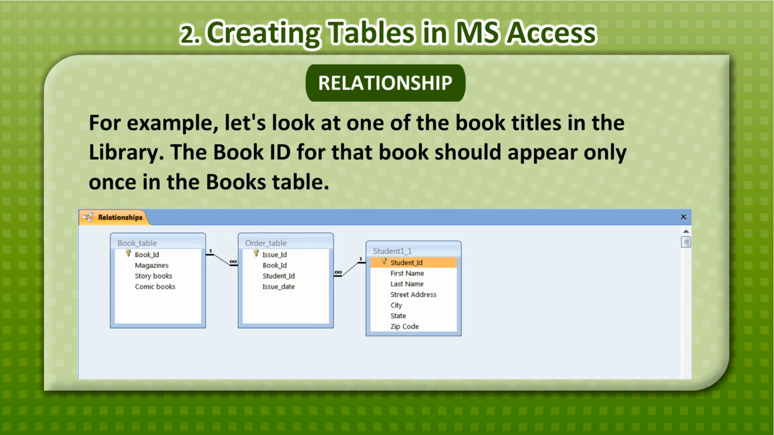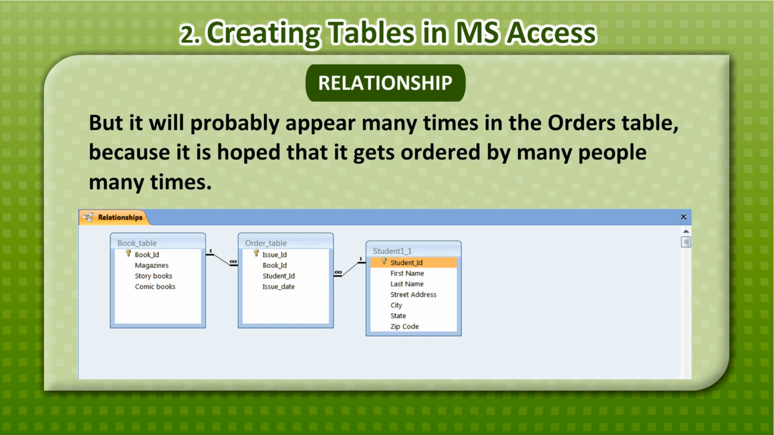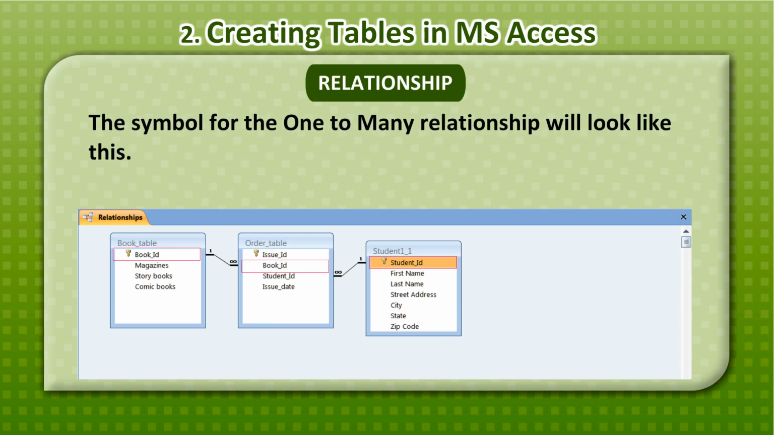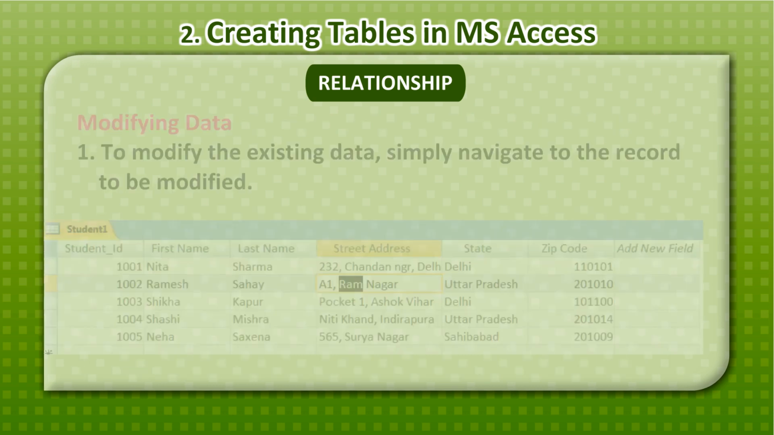For example, let's look at one of the book titles in the library. The book ID for that book should appear only once in the books table, but it will probably appear many times in the orders table because it is hoped that it gets ordered by many people many times. The symbol for the one-to-many relationship will look like this: one-to-many, many-to-one.